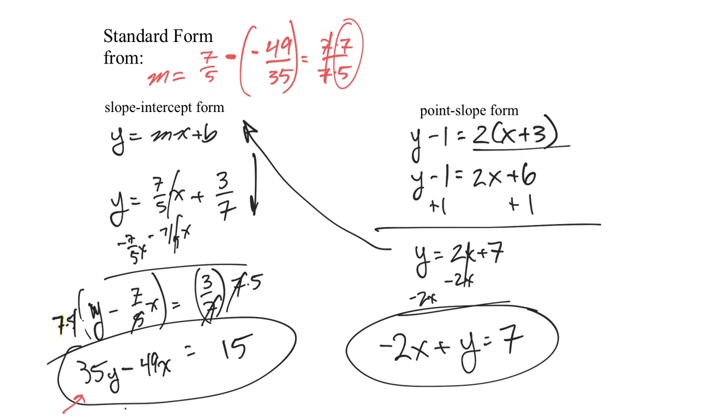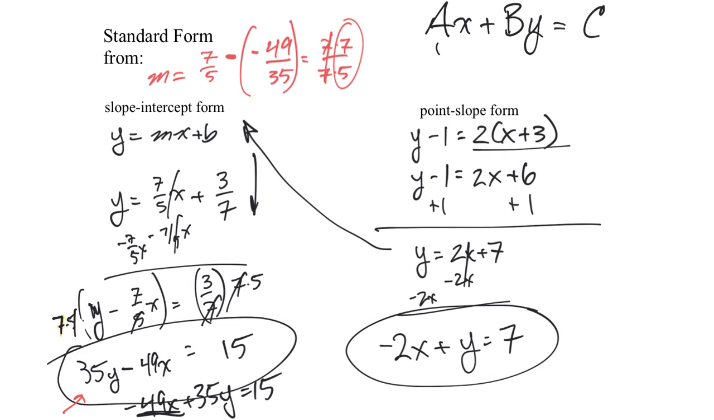And we're going to rewrite this as negative 49x plus 35y equals 15. My apologies. The x term goes first. Right? So A, alphabetical order, goes with x, which comes before B, which is before y, equals C. So A before B, because x before y, and then C is all alone.